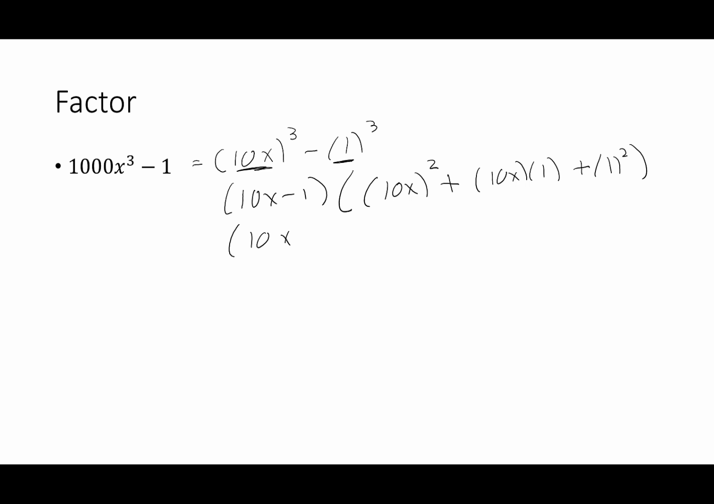This is 10x minus 1. Then I have 10 squared is 100x squared, 10x times 1 is still 10x, and then 1 squared is 1. It looks weird because there's all these 10s and you feel like you can do more, but you really can't. That's why rules are important. They help us focus and they help us tell when we are done.